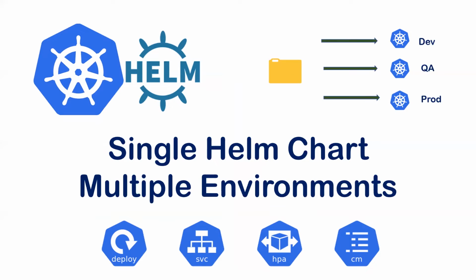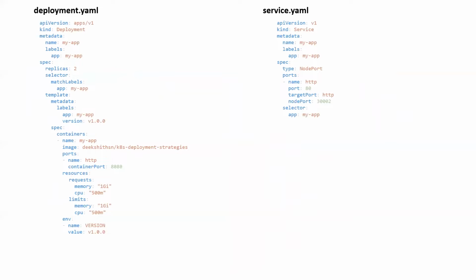Welcome to my channel. In this particular video, I'm going to discuss how we can reuse a single Helm chart to be deployed across multiple environments. So let's say I have an application. If I want to deploy that application in the Kubernetes cluster, I want to create a deployment object and a service object. And let's assume you don't have multiple environments, you have a single environment.